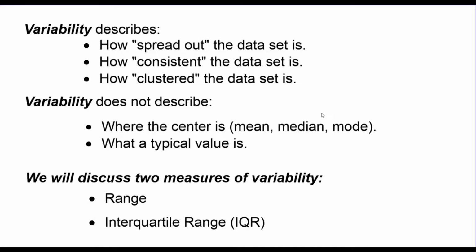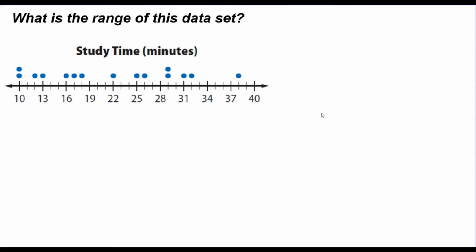That's important to understand. We will discuss 2 measures of variability in this video. One of them is the range, and one of them is the IQR. So first, let's talk about the range. The range is just simply the distance between the highest and the lowest values in a data set.